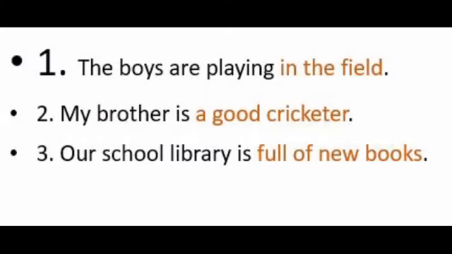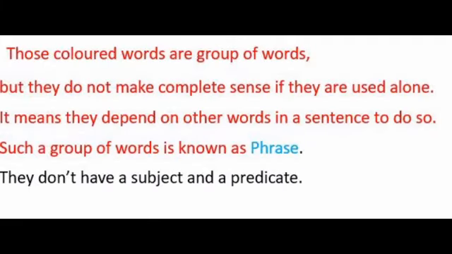Now, look at the sentences given here, and by analyzing these sentences, we will come to know the idea more clearly. First one, the boys are playing in the field. Second one, my brother is a good cricketer. And third one, our school library is full of new books. Those colored words are groups of words, but they do not make complete sense if they are used alone. It means they depend on other words in a sentence to do so. Such a group of words is known as a phrase. They don't have a subject and a predicate.